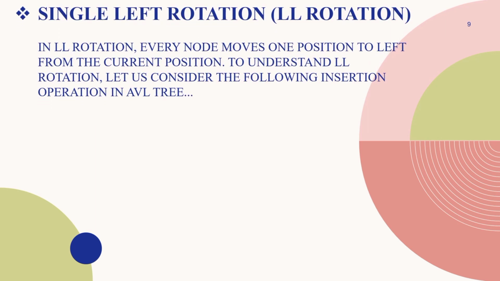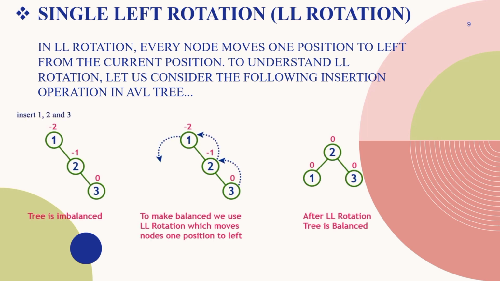So the first one will be the single left rotation, which is also known as LL rotation. In LL rotation, every node moves one position to left from the current position. To understand LL rotation, let us consider the following insertion operation in AVL tree. So as you can see in the diagram, in the first tree, the tree is imbalanced. To make the tree balanced, we use the LL rotation, which moves node 1 position to the left. After the LL rotation, the tree will get balanced.